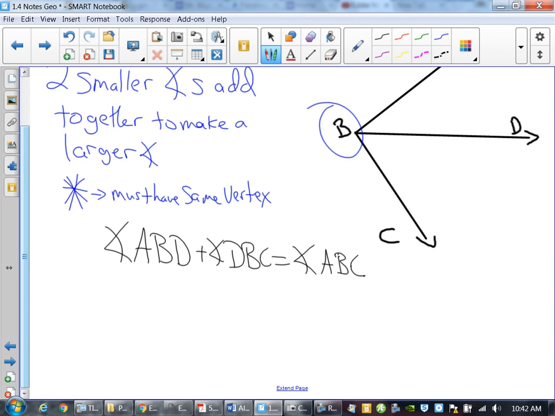And that's all it is. The two smaller angles add together to get the large one. Notice all three of them have the same middle letter. They're all the same vertex. That's the kicker. You have to have the same vertex for it to work.